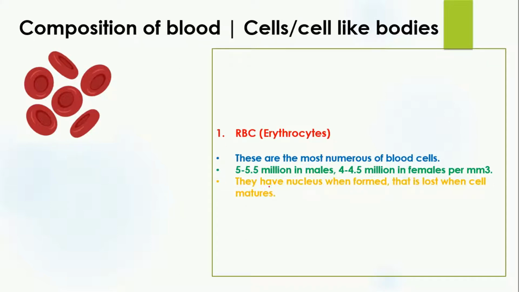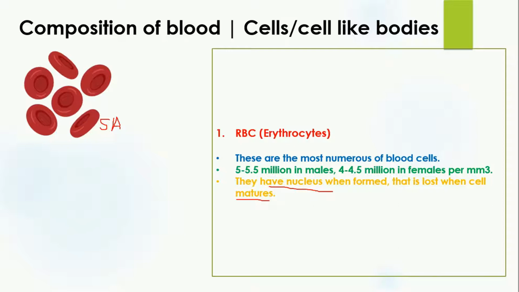When they are newly formed, they have the nucleus, but they lose their nucleus as they mature. So the mature red blood cells do not contain any nucleus. Now why do they lose the nucleus? The first reason is to increase the surface area to volume ratio. As the surface area to volume ratio increases, a large amount of gases can be carried by the red blood cells from one part of the body to another part of the body.